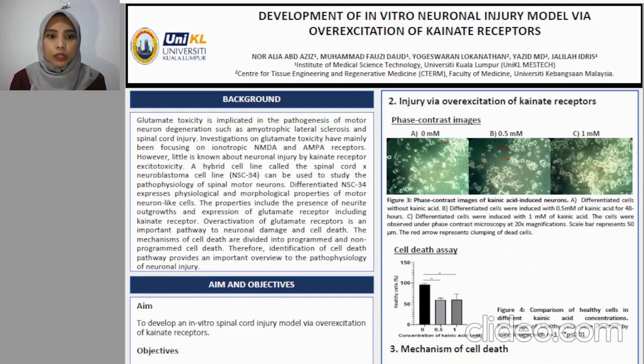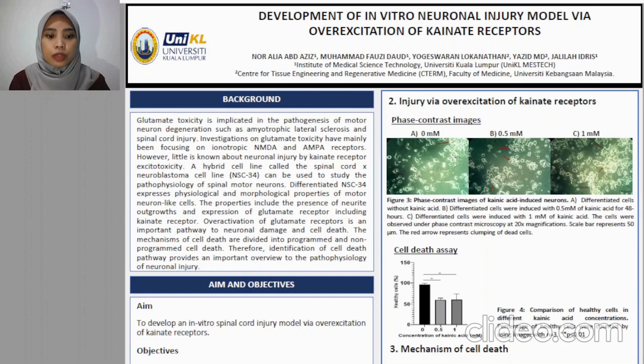Glutamate toxicity causes motor neuron degeneration, including spinal cord injury. Previous studies have mainly focused on NMDA and AMPA receptors, and little is known about kainate receptor excitotoxicity. Overexcitation of glutamate receptors is an important pathway to neuronal cell death. Therefore, identification of the cell death pathway provides an important overview of the pathophysiology of neuronal injury.